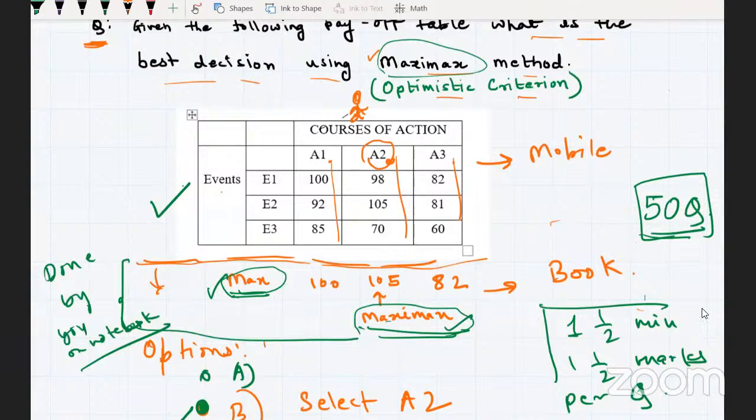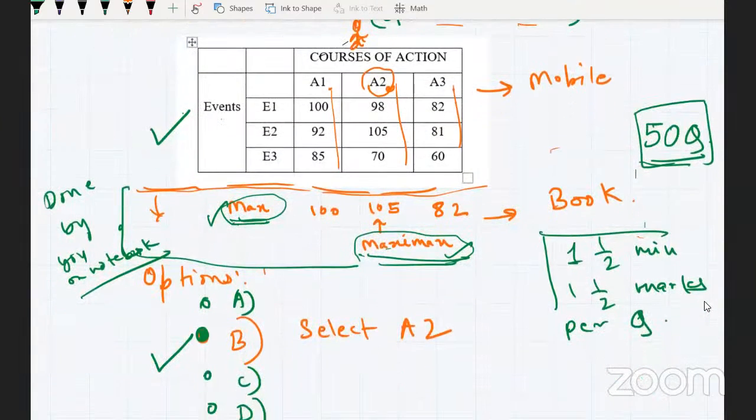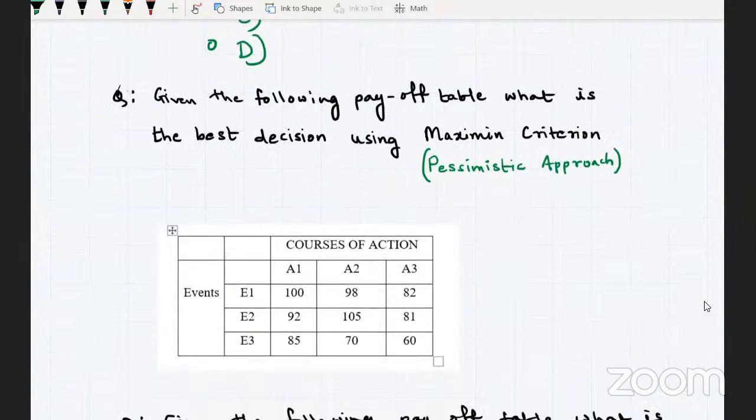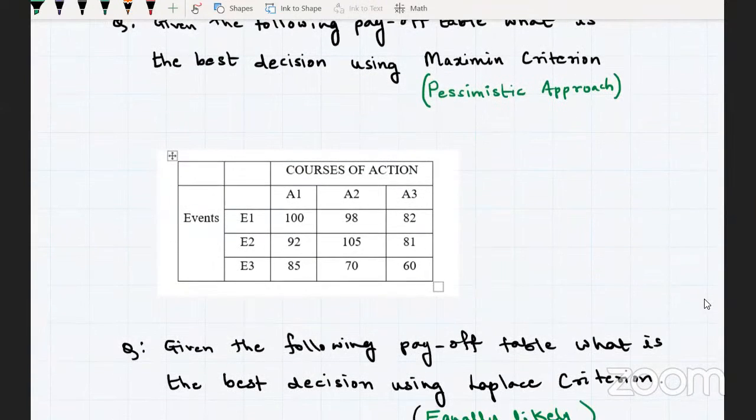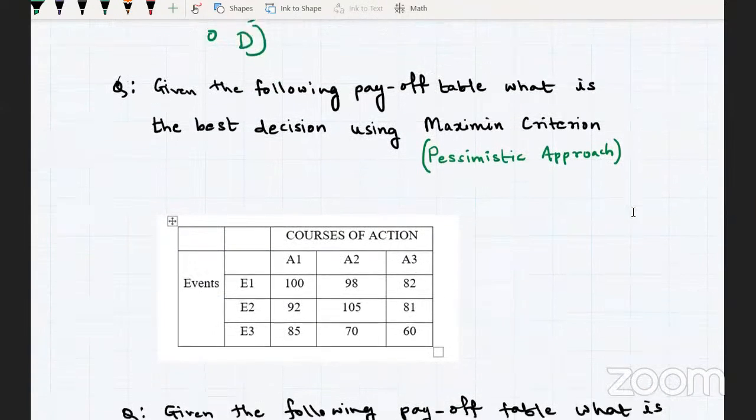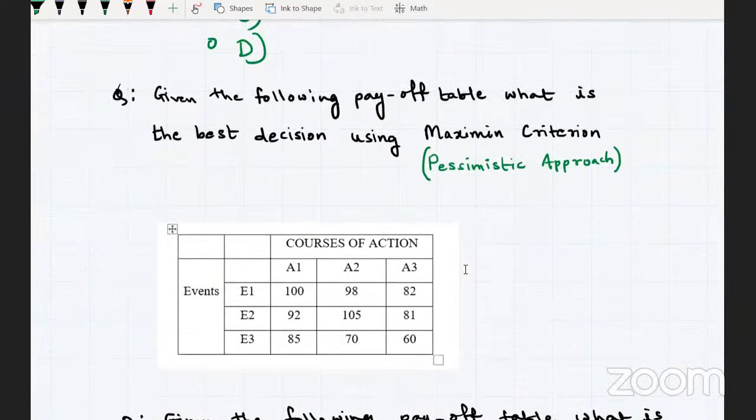Now I will go to the next question. For my convenience, I have taken the same table. The payoff table is the same, but now the question is different. The method used is Maximin criteria. So please be careful while solving it. Read the question very, very carefully.